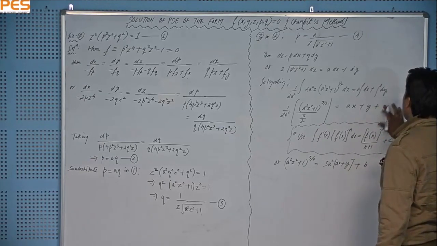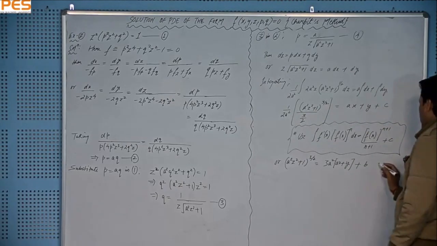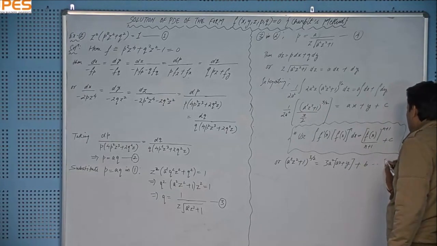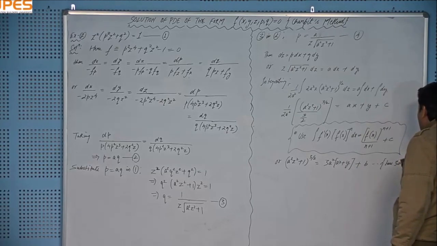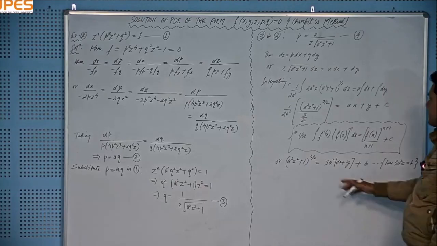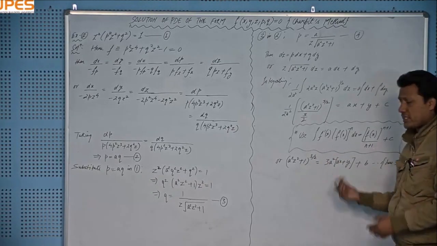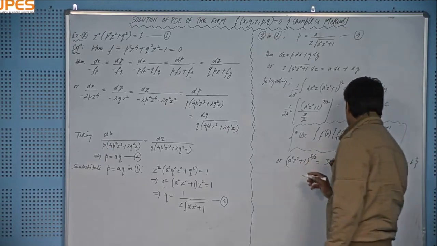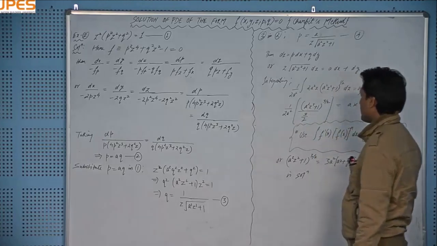Or may I write here c, then that will be b, means 3a square c here, 3a square c is taken as new constant b. You can play with the constants. This is the answer. Or you may do the 2 by 3 power on both sides, and then this is fine. Okay, so this is the solution, right?